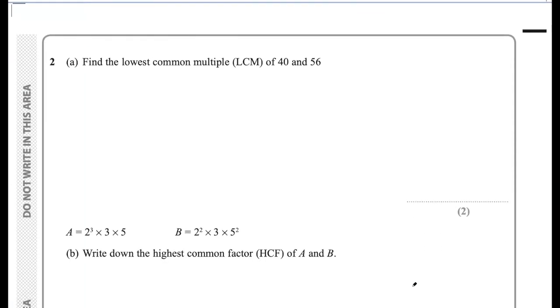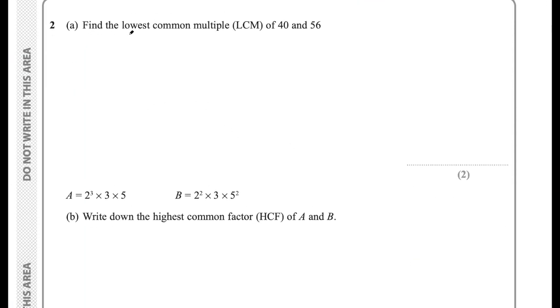On to question 2. Part A says, find the lowest common multiple of 40 and 56. For lowest common multiples and highest common factors, you can break the numbers into their prime factors. I would argue this is the most efficient method because it will always give you the correct answer. There's basically no other method that you need if you know how to do it this way, and there's no kind of trial and error or anything like that. So once you learn this way, that's all you need for lowest common multiple and highest common factor.